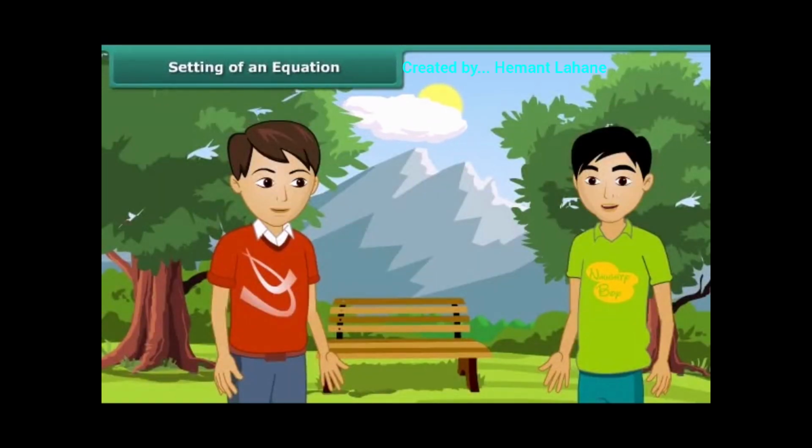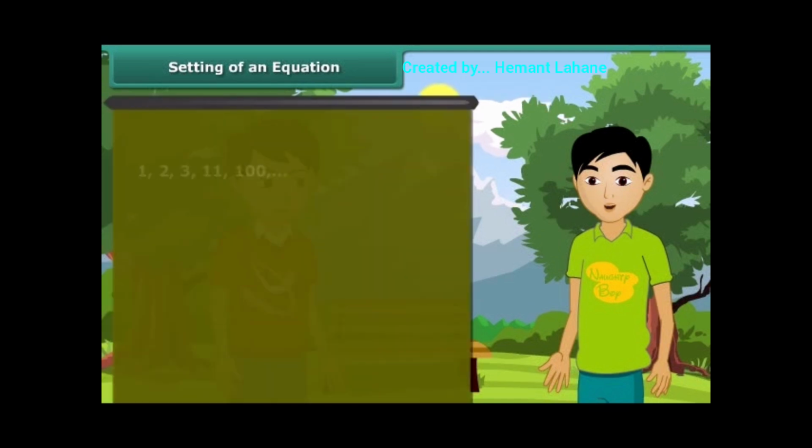Firstly, I will tell you how to set an equation. Let us take the same example. I asked you to think of a number. I did not know that number. For me, it could be anything, 1, 2, 3, 11 or 100. I denoted that unknown number by a letter, say x. You may use y or t or some other letter in place of x.